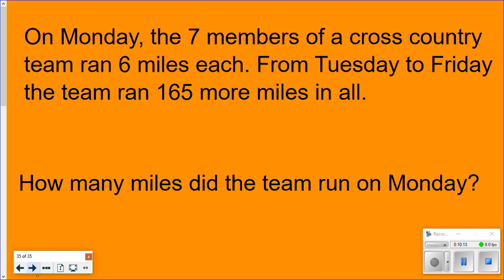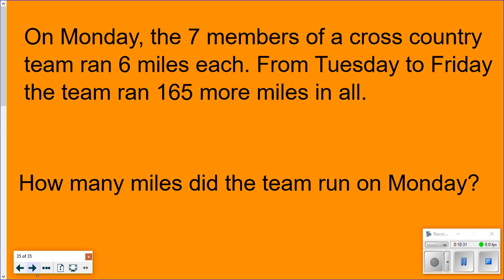This one should look familiar. This one reads, on Monday, the 7 members of a cross-country team ran 6 miles each. Does anyone know what a cross-country team is? It might be helpful if we know what that is.